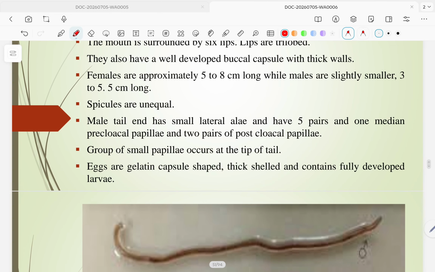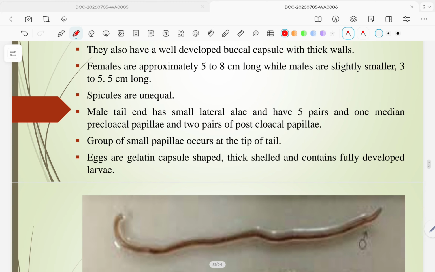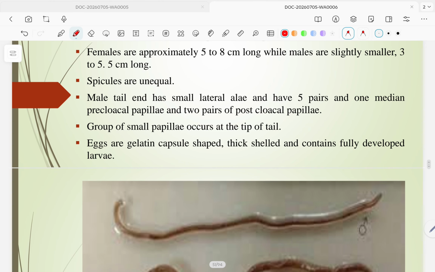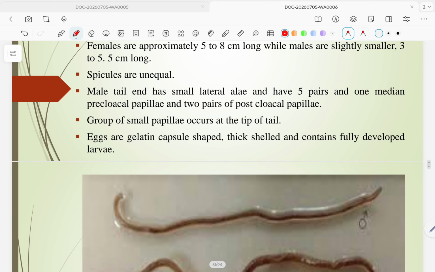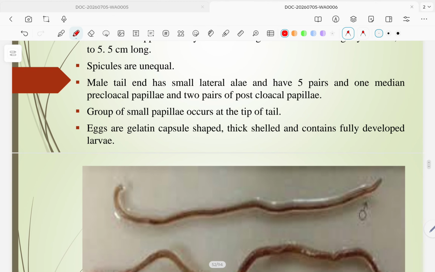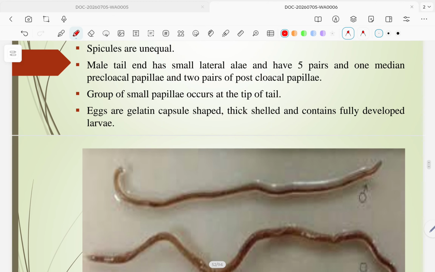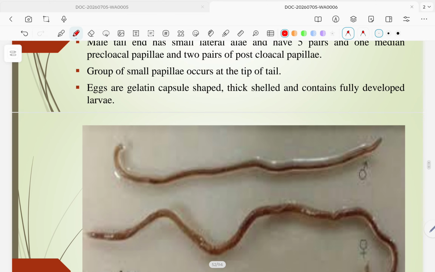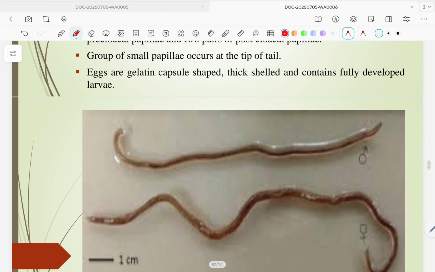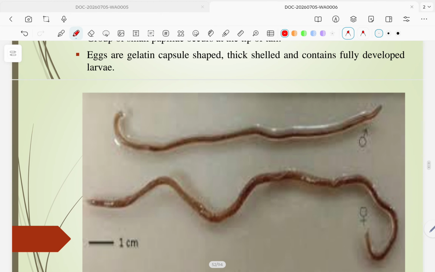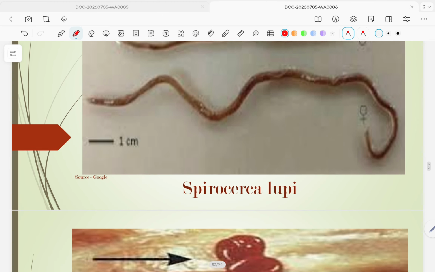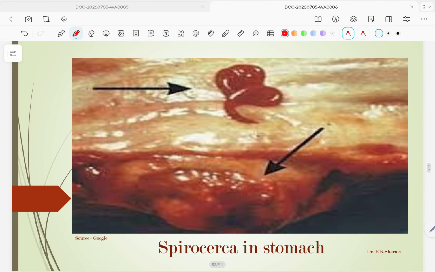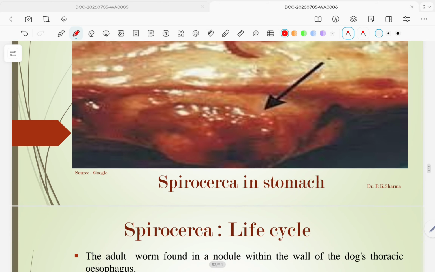Spicules are unequal. The male tail has small lateral alae and has 5 pairs and 1 median precloacal papillae and 2 pairs of postcloacal papillae. A group of small papillae occurs at the tip of the tail. Eggs are gelatin capsule shaped with a thick shell and contain fully developed larvae. Spirocerca lupi. Spirocerca in stomach.